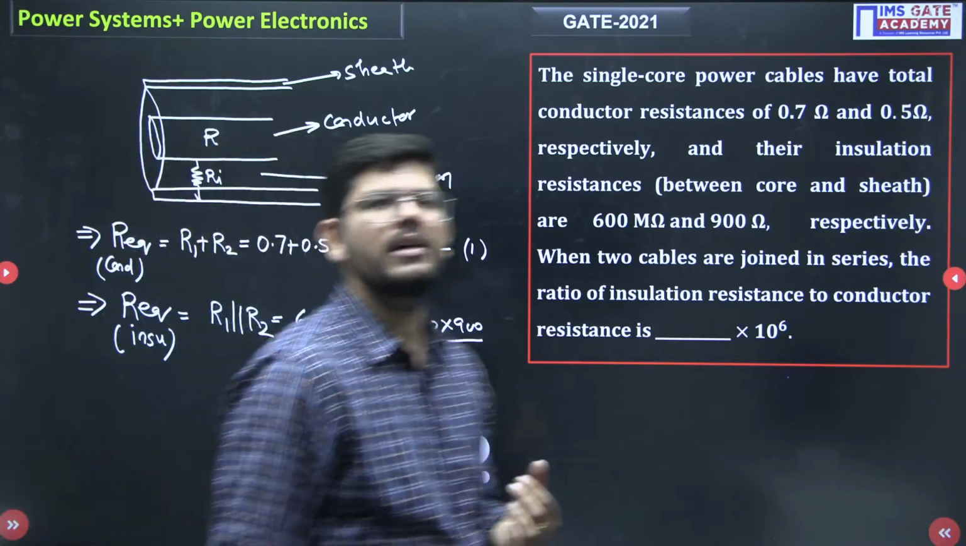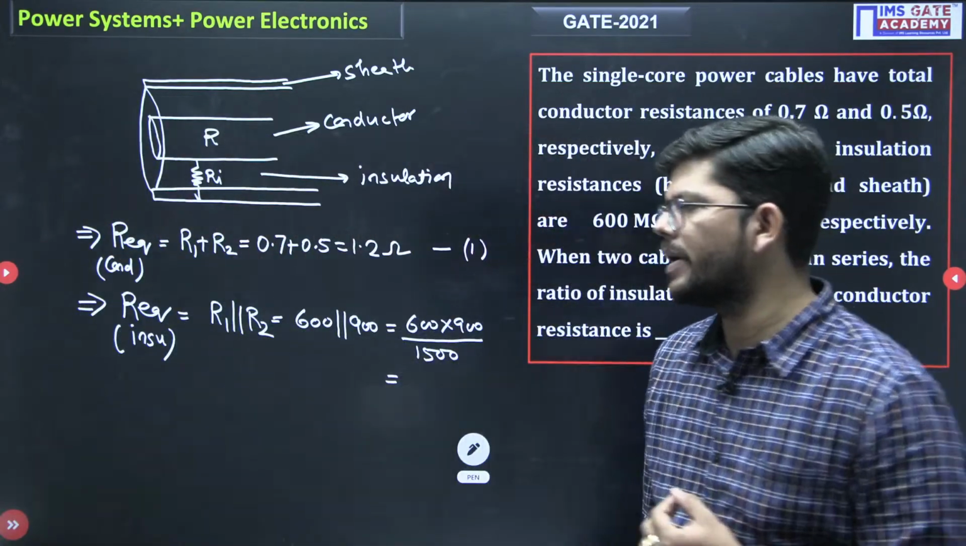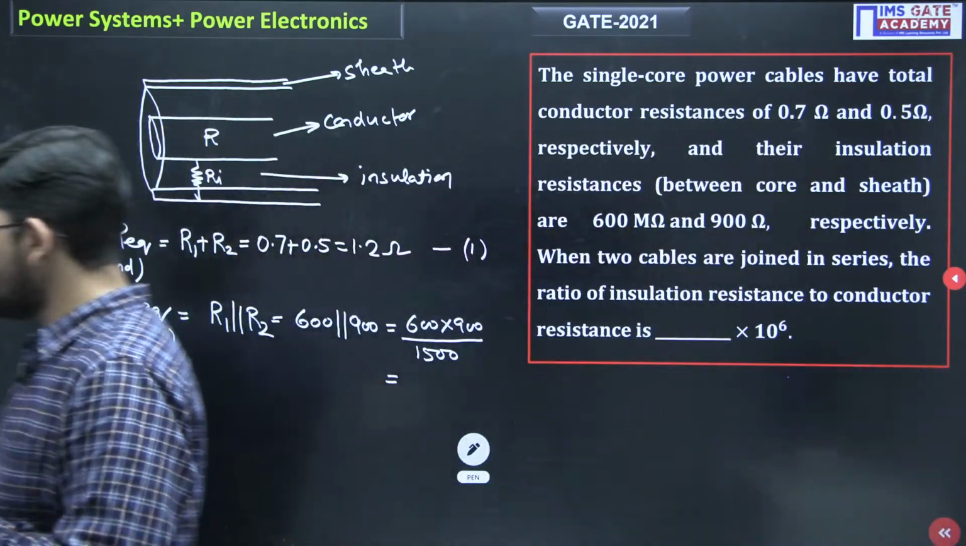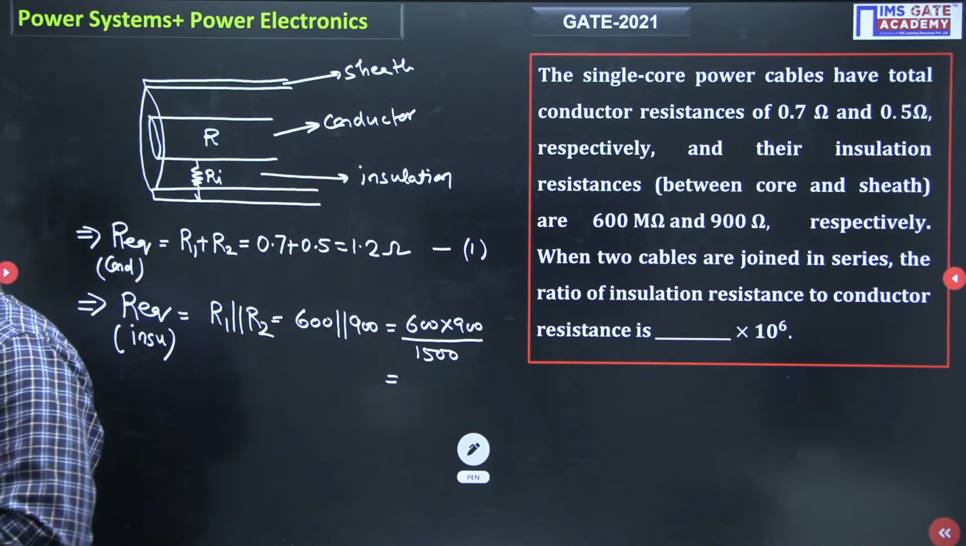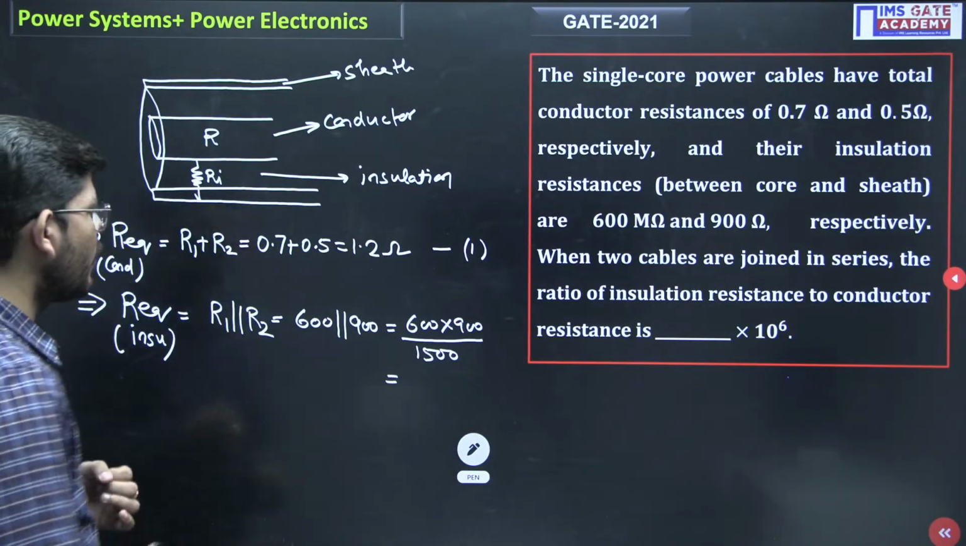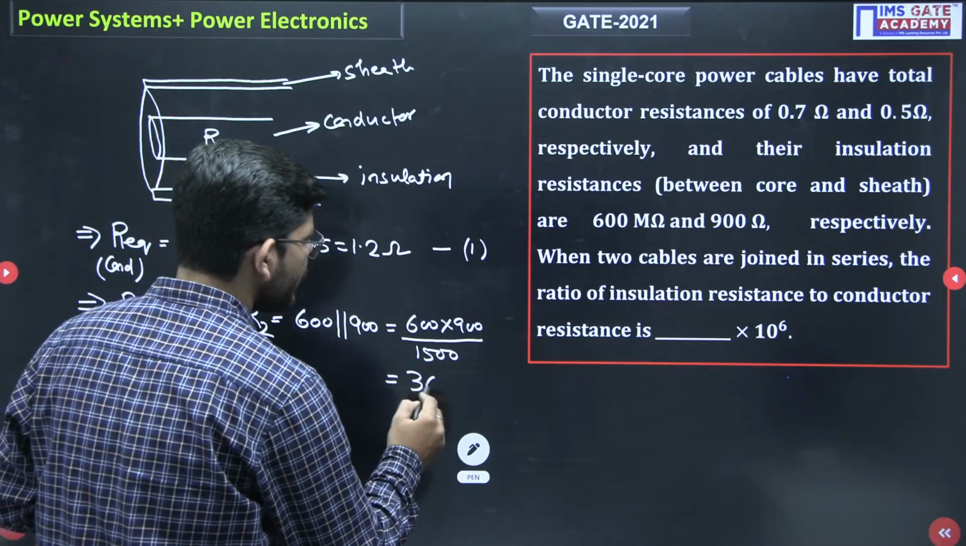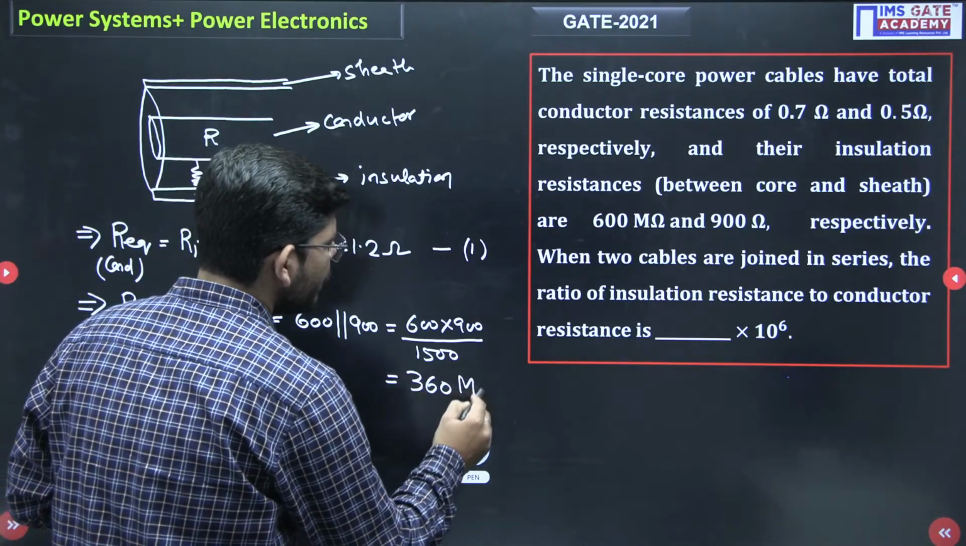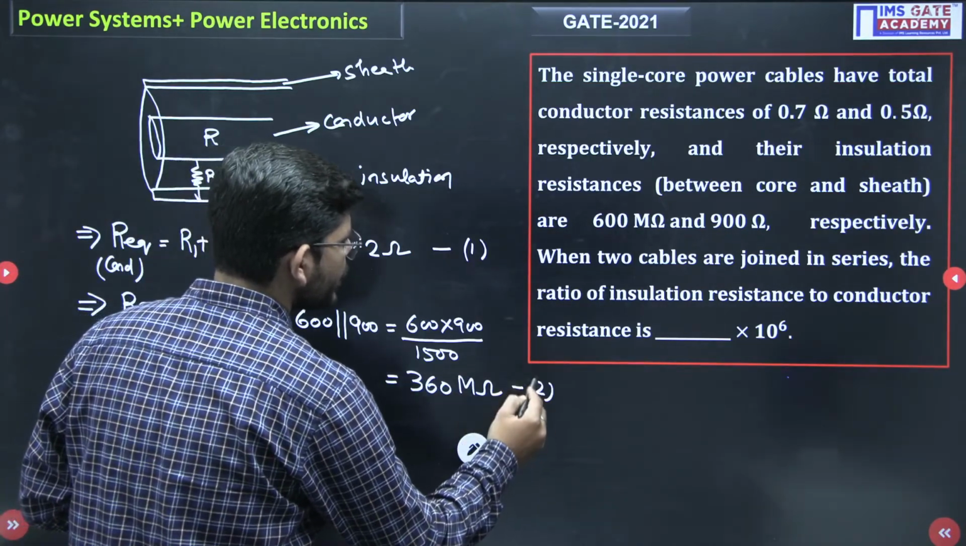What will be the equivalent parallel combination resistance? When you solve it, you will get 360 mega ohm. So from here you will get 360 mega ohm. Let me call this equation 2.